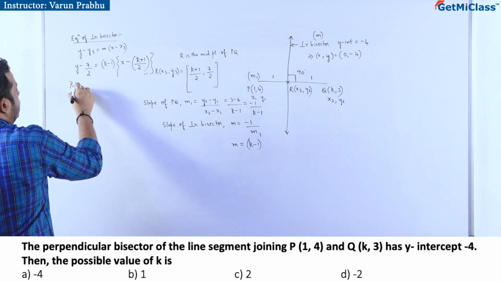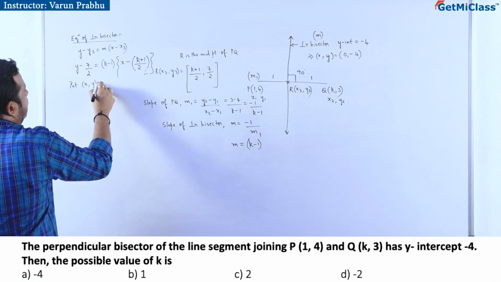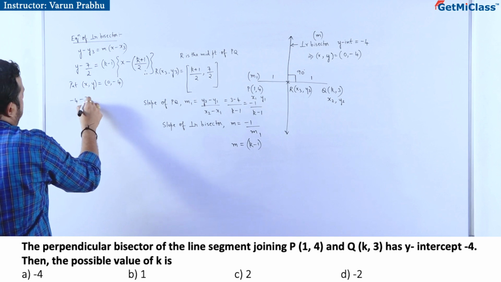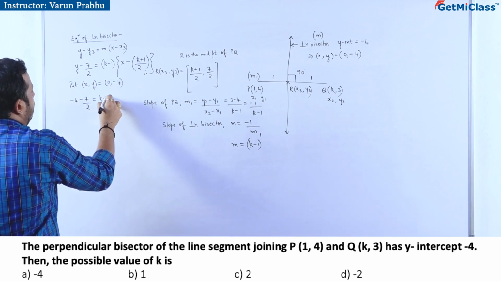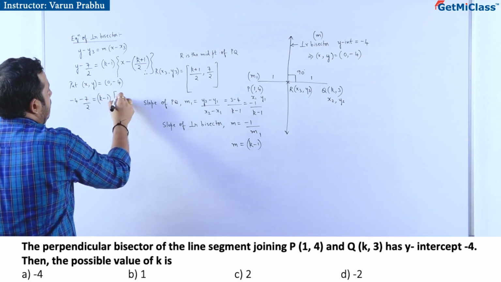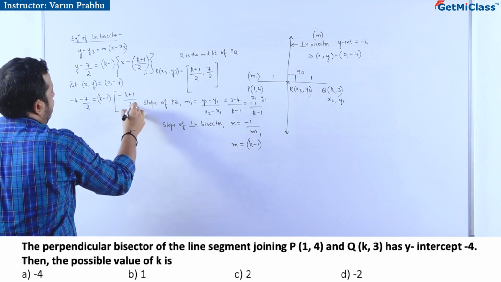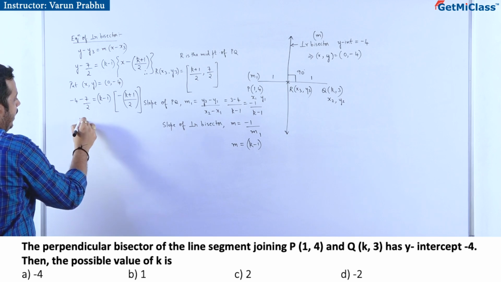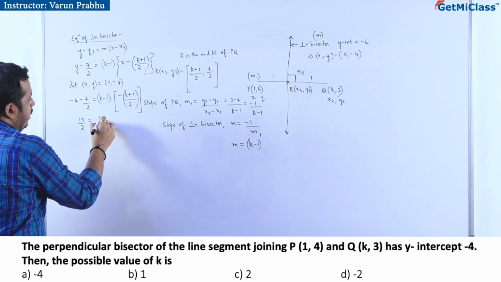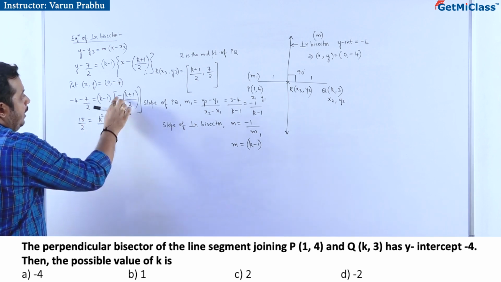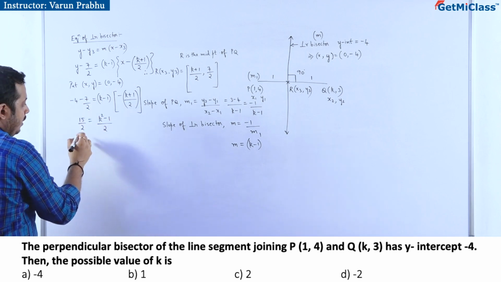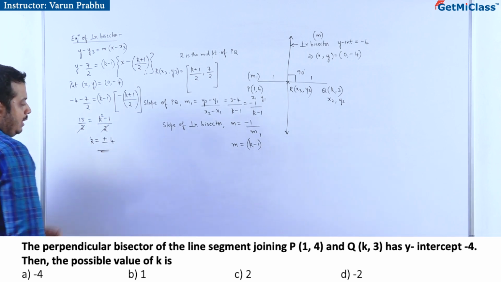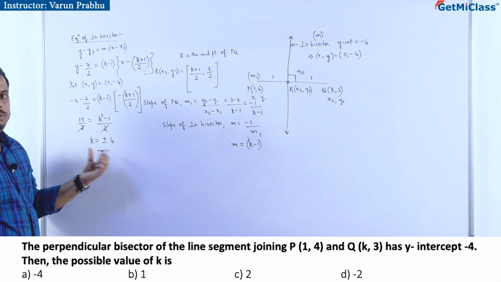So put x comma y equal to 0 comma minus 4. So what is the answer that we get? Minus 4 minus 7 divided by 2 is equal to k minus 1 times minus k plus 1 divided by 2. So what is the answer that we get? Minus 15 divided by 2 is equal to minus k square minus 1 divided by 2. Minus and minus will become plus here, right? 2 cancels. So k is equal to, what's the answer that we get? Plus or minus 4. Any one option that is seen will be the answer to the question.